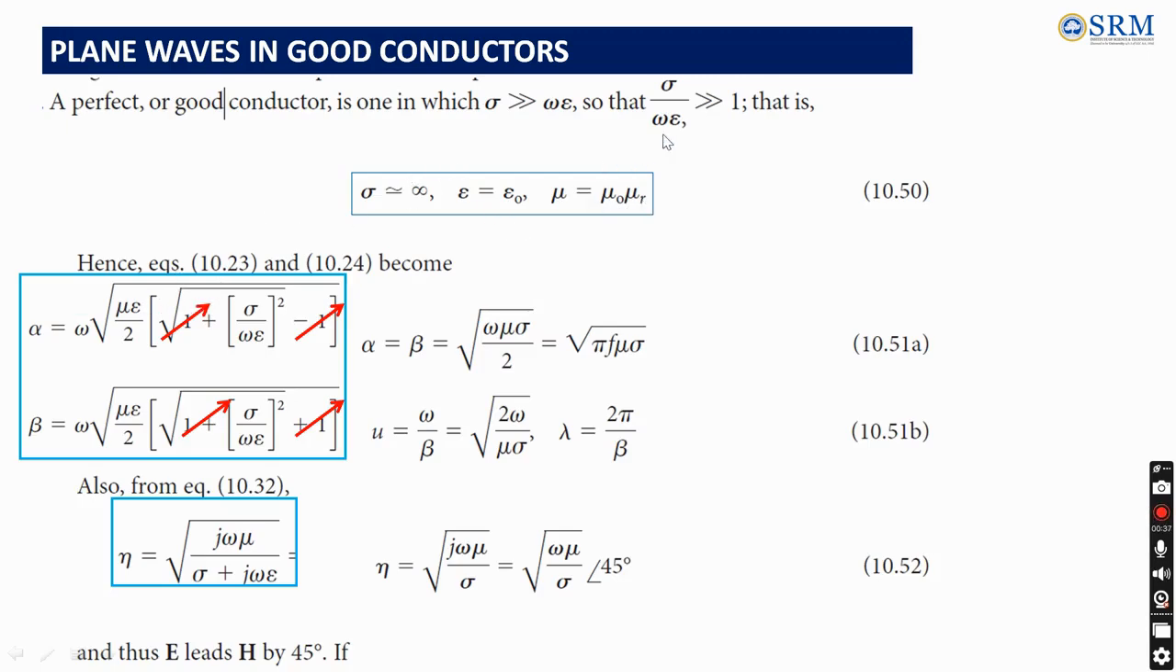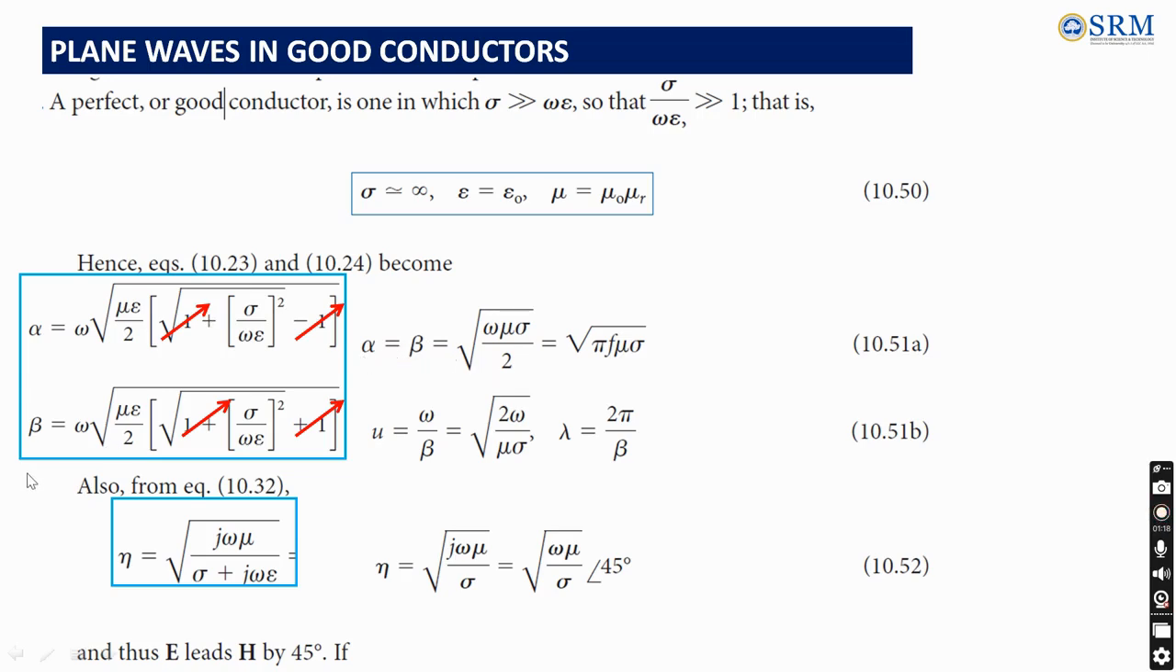So if you substitute sigma by omega epsilon is very large compared to 1, I can neglect the 1, the plus 1 and minus 1 here. So my answer will become omega epsilon by 2 into sigma by omega epsilon. I have taken the root also. So epsilon gets cancelled, and if I take the omega inside, omega square will come. So we get the answer omega mu sigma divided by 2.